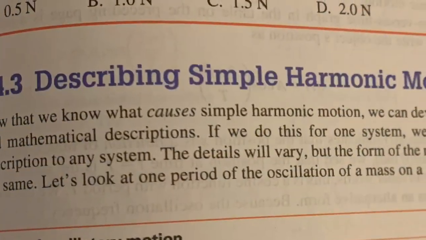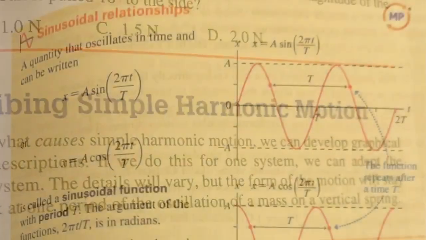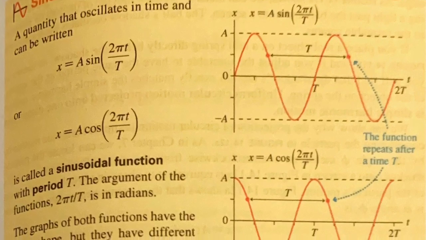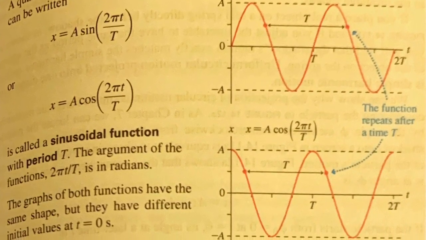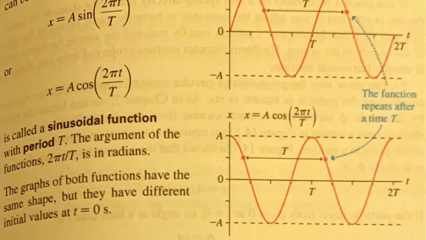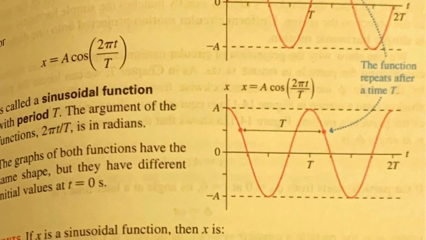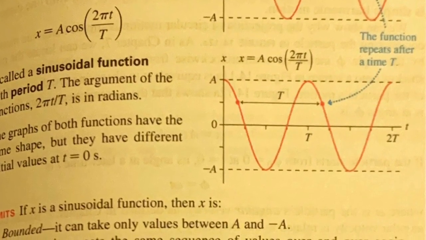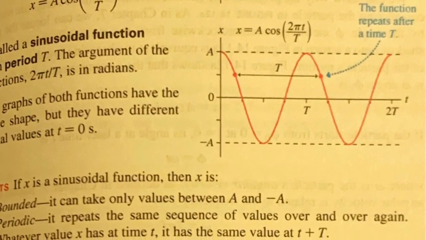In Chapter 14, Section 3, we learned to describe simple harmonic motion. As we learned previously in the chapter, simple harmonic motion describes a quantity that oscillates in time, passing through its point of equilibrium repetitively, and is characterized by a sinusoidal-shaped graph. Sinusoidal functions can be written as a sine function, where x equals 0 at time equals 0, or a cosine function, where x equals the max or minimum amplitude at time equals 0.